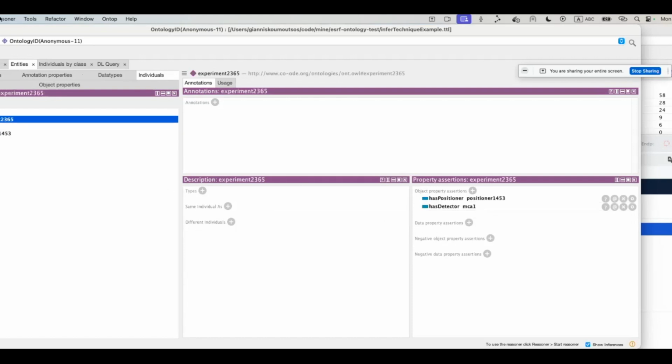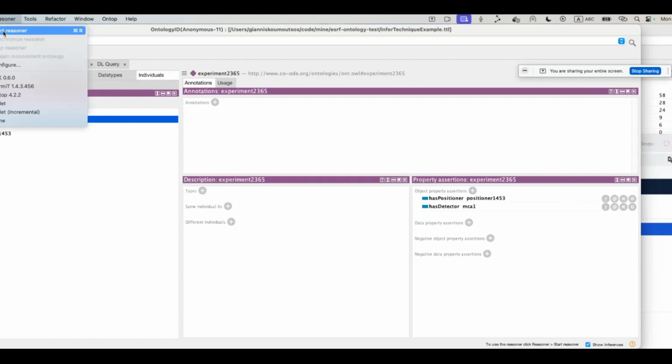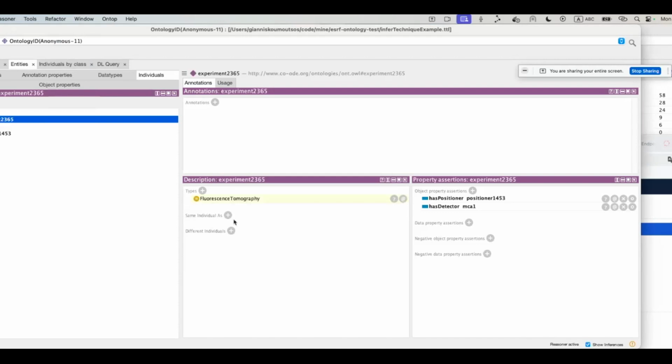And how do you see what happens? You just start your reasoner, as you see here. So an ontology is kind of a program where you can start a reasoner and it goes through all your thinking, the way you define things, and draws some results, some conclusions out of all this knowledge. So if we start a reasoner here, we see that in yellow, this is a fluorescence tomography experiment. And experiment 2365, with only these two things, was able to infer that it is a fluorescence tomography, exactly copying what the script did.